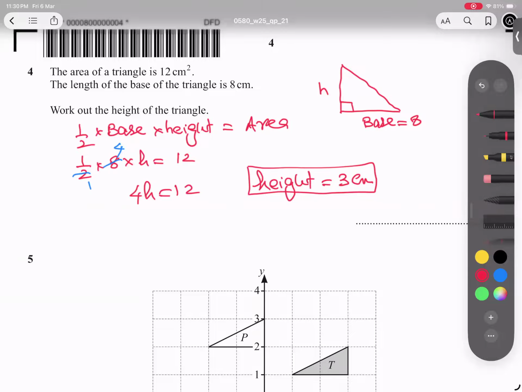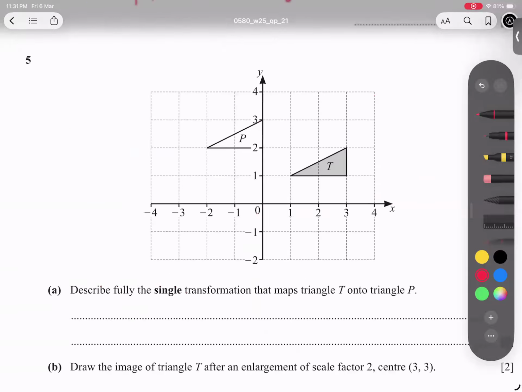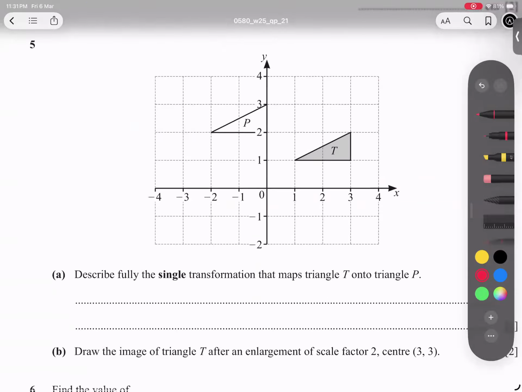Okay, so let's go for the next question, number 5. In question 5, he said, describe fully the single transformation mapping T onto P. Before onto is called the object. After onto is called the image. Okay, so T onto P. So T is shifting onto P.